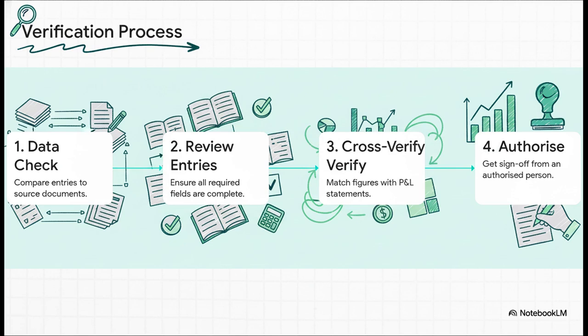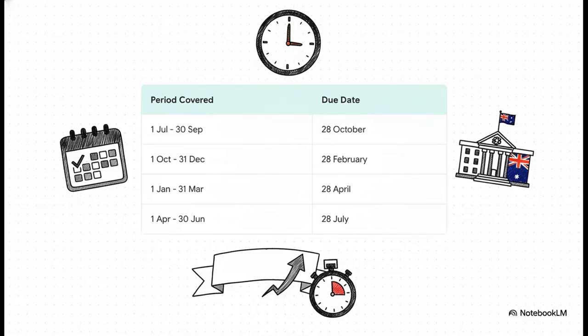First, check the accuracy of the data by comparing it to the original source documents. Second, review all fields on the statement to ensure they are complete. Third, cross-verify the key figures against your internal management reports, like the profit and loss statement. Finally, the document must be signed off by an authorized person. And of course, meeting ATO deadlines is mandatory.